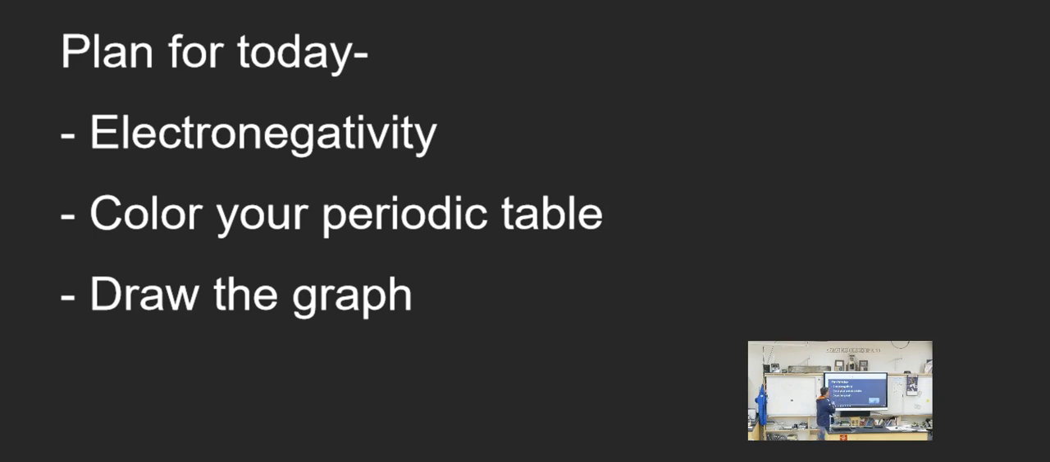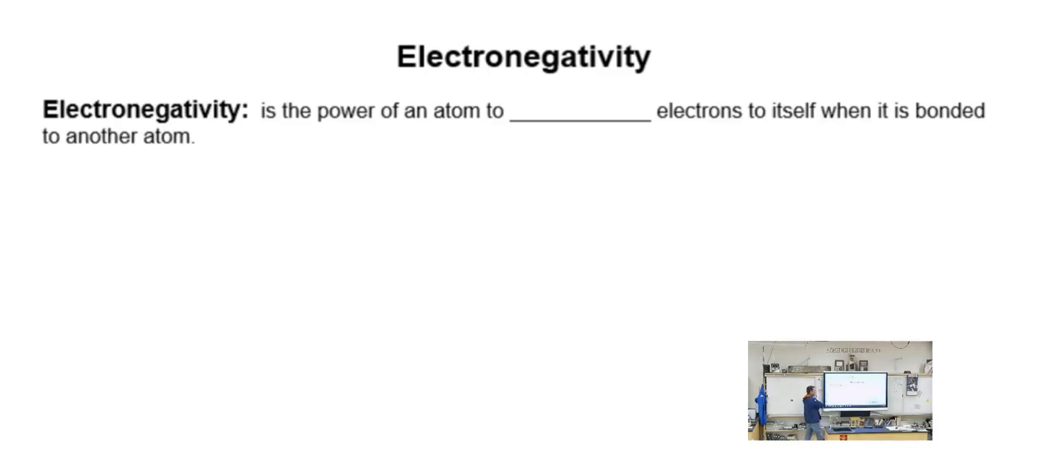So the first thing we're going to talk about is the idea of electronegativity. And if you've had Mr. Burt, he calls this the hotness factor of an atom, and that works just fine. Electronegativity is the power of an atom to attract electrons to itself when it is bonded to another atom.